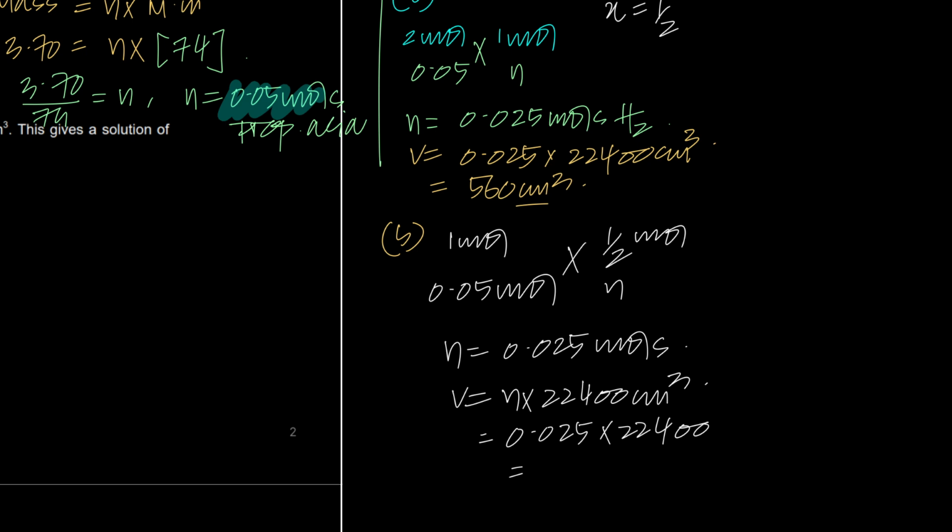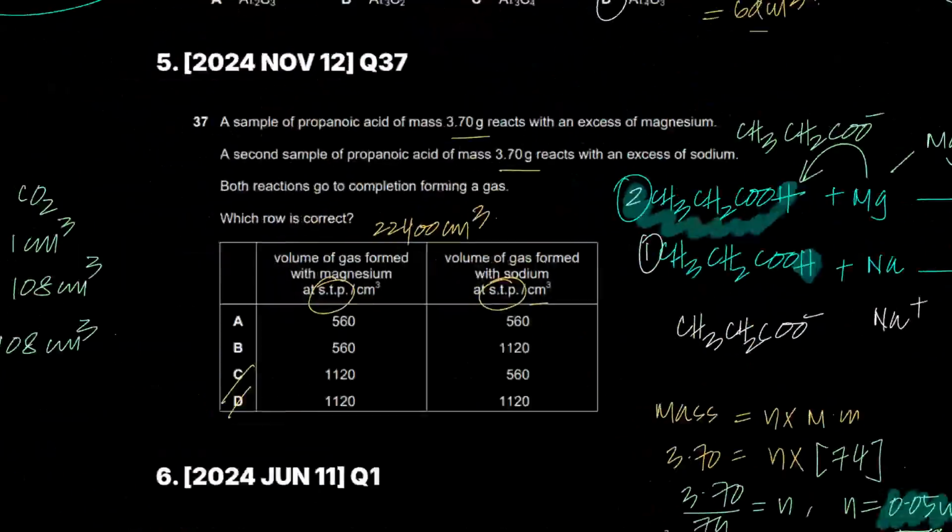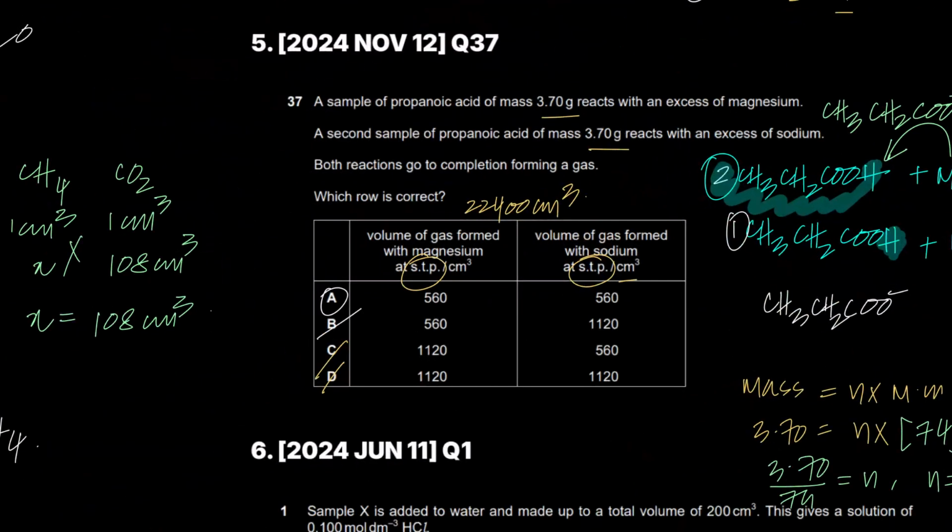Please don't waste time here. I have to do it to make sure that even the weakest students can understand it. That's why I'm doing all these steps. So 560 cm cube in both cases. A is the correct option.